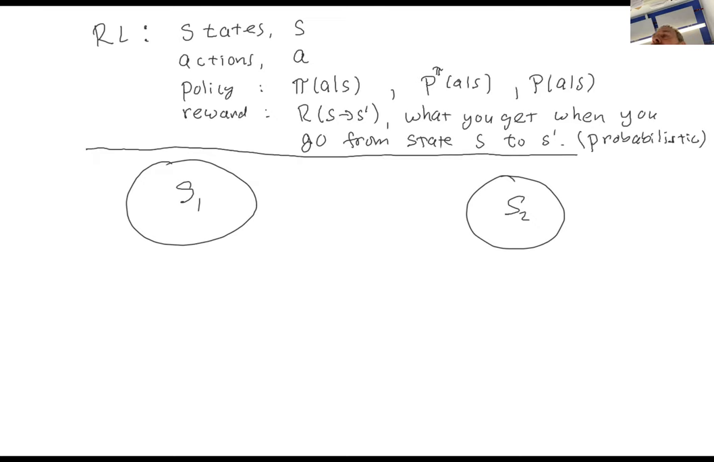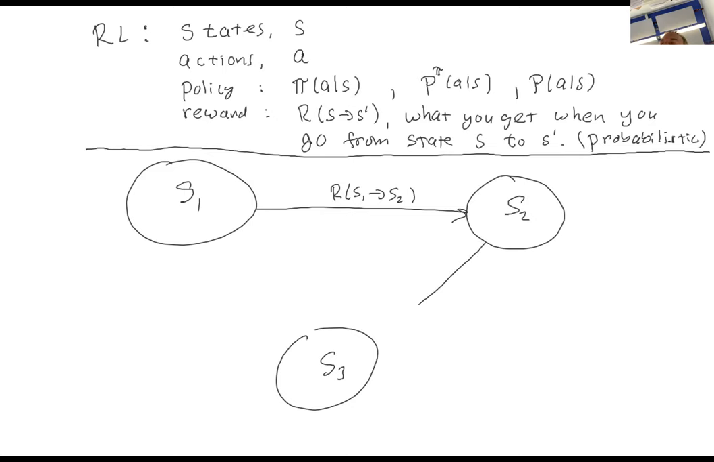So those are the things that RL people deal with. And the states we just write like this. So when you go from state one to state two, you'll get R, S1 to S2. And again, that can be stochastic. S3, you get R, S2 to S3. And maybe you can go backwards, R, S3 to S2. So those are the rewards you can collect.